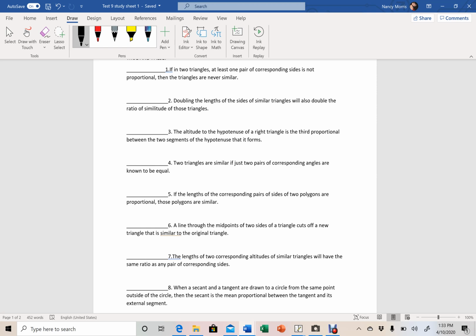Again, two triangles are similar if just two pairs of corresponding angles are known to be equal. Number 5, if the lengths of corresponding pairs of sides of two polygons are proportional, those polygons are similar. Okay, again, if the lengths of the corresponding pairs of sides of two polygons are proportional, those polygons are similar.